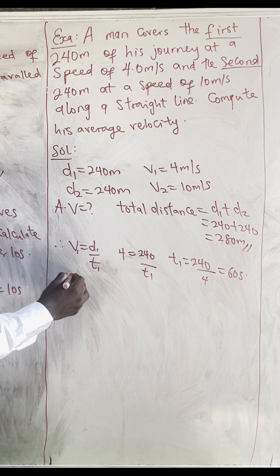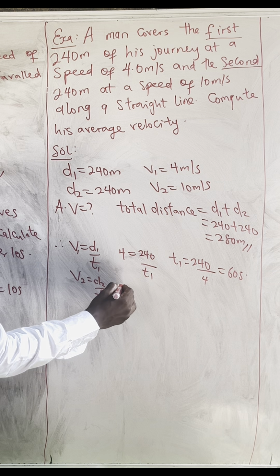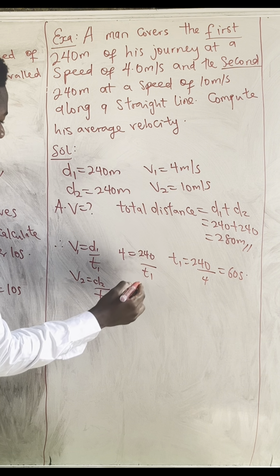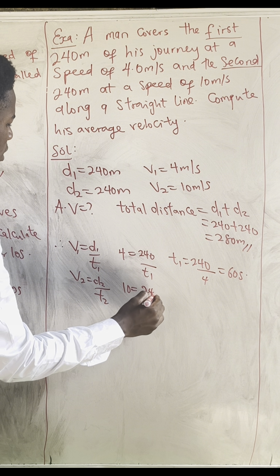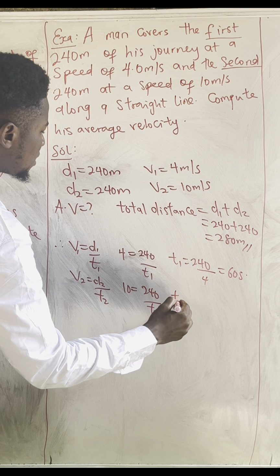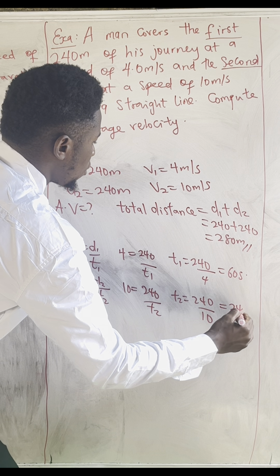I will also calculate for my T2. I will say V2 is equal to D2 over T2. So that will be V2, which is 10, is equal to D2, which is what? It is 240 all over T2. Then T2 will be equal to 240 over 10, and that's equal to 24.